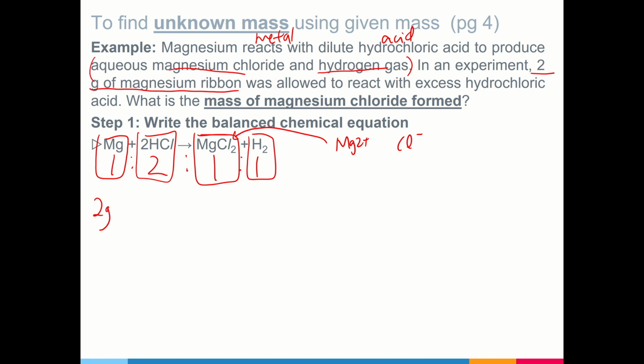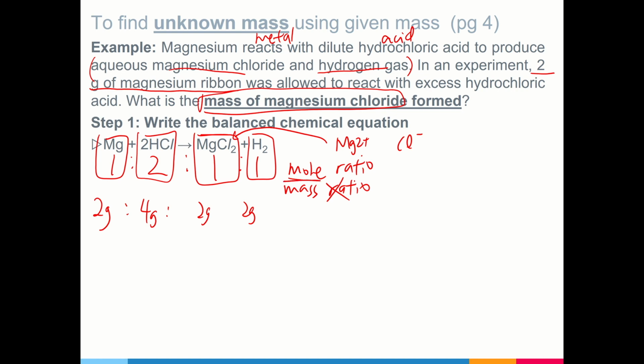Now in the question, they tell you 2 gram of magnesium ribbon is used. You are given 2 gram of this, and the question asks, what is the mass of magnesium chloride? This is a mole ratio, not a mass ratio. What do I mean by this? It means you cannot say 2 gram, 4 gram, 2 gram, 2 gram. This is not how it works. The balanced equation tells you the moles, the units. So 1 unit will react with 2 units to form 1 unit of this and 1 unit of this, and it is not the same as mass. Since we are comparing mole ratio, we always need to calculate moles.